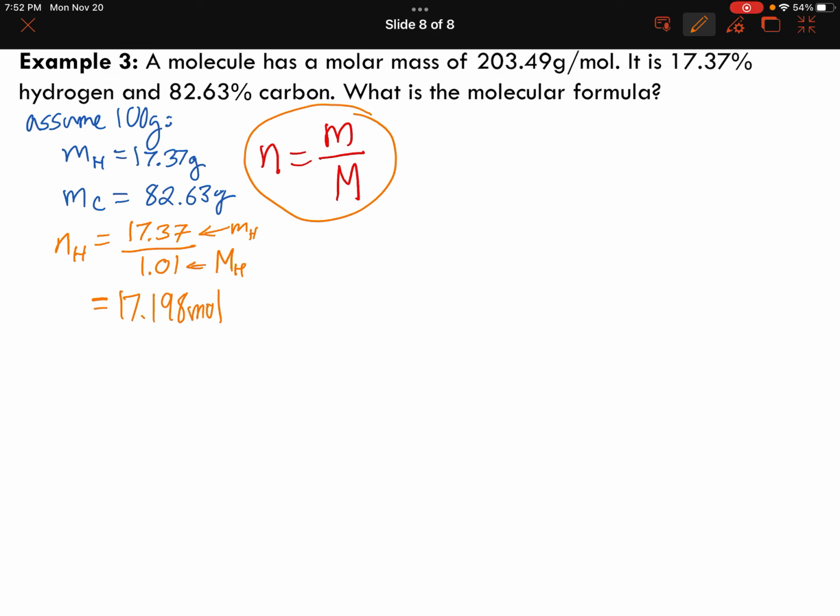Now I do the same thing with carbon. The number of moles of carbon will be the mass of carbon divided by the molar mass of carbon. So on top there is the mass of carbon, and on the bottom, the molar mass of carbon in my periodic table. So the mass of carbon, 82.63, divided by the molar mass of carbon, 12.01 grams per mole. And that gives me 6.88. So there are 6.88 moles of carbon.